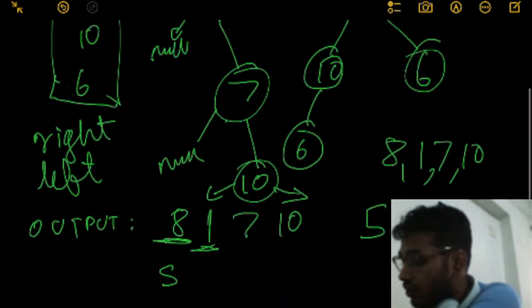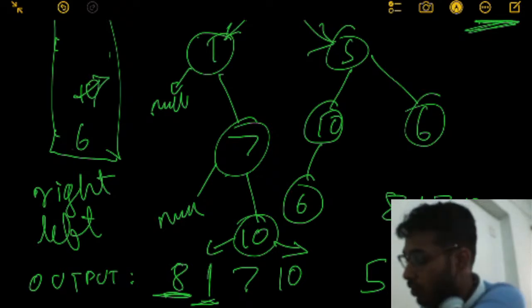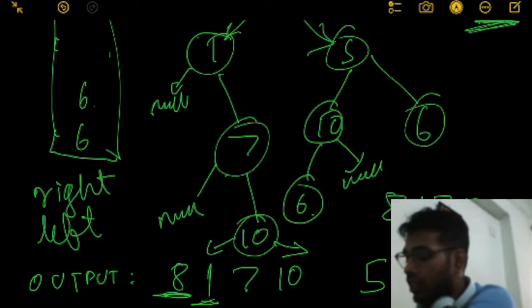Now the stack is again not empty, right? So we pop 10 and we put it onto the answer stack, and then we push in the neighbors of 10, which are 6. 10 has only 6 and null, so we don't really care about null again. So now we have reached 6, this 6 right here. Now we'll again check for the neighbors.